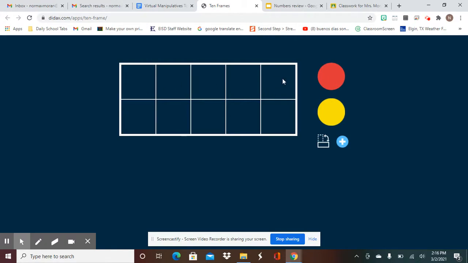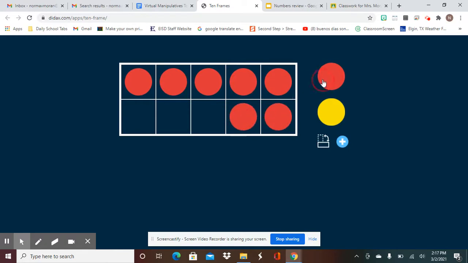So whenever you see a 10 frame that is completely full, let me fill it up real quick. When it is like this, you don't have to count one by one, because if it's all filled up, we already know there's 10 squares and they all have a circle, so there's 10 circles or 10 counters. As soon as you see they're full, you're saying, oh, it's 10. Okay, so that's a tip.